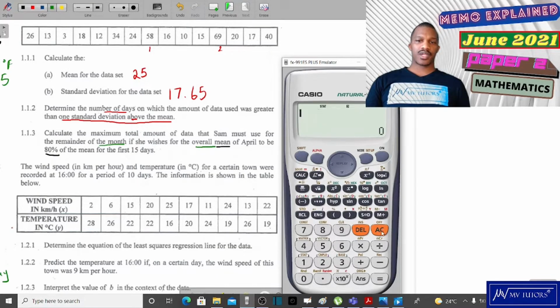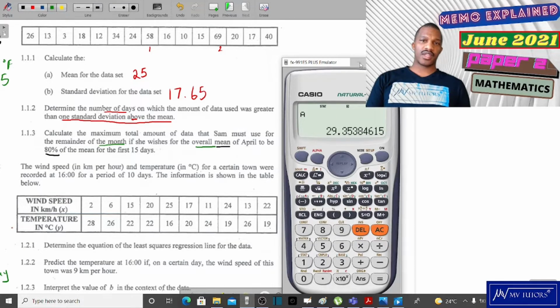And then we clear it. Now we're looking for the regression line equation. So we have to go shift, stat. Now we're looking for regression. You see number 5, it says regression. So now it comes with A and B. For A, press 1 and then press equals.